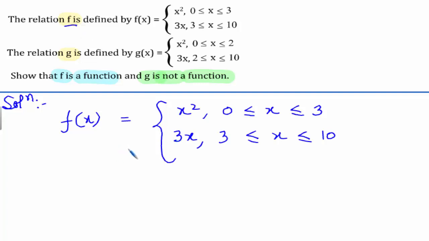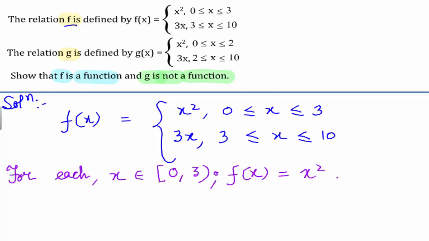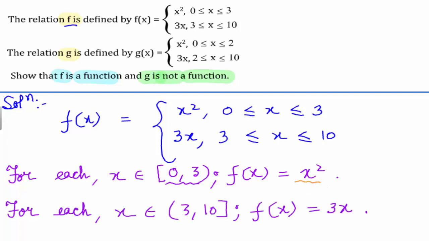F of x is given by x square when 0 less than equal to x less than equal to 3 and f of x is equal to 3x when 3 less than equal to x less than equal to 10. Now we can observe that for each x belonging to the left closed and right open interval 0 to 3, f of x is equal to x square. Now we can also observe that for each x belonging to the left open right closed interval 3 to 10, f of x is equal to 3x.